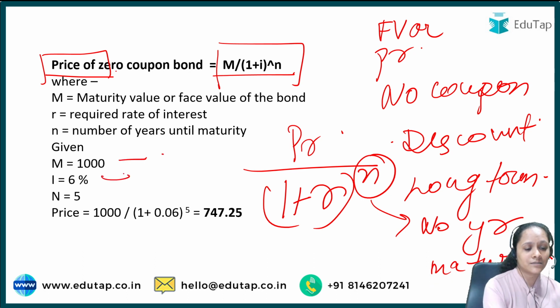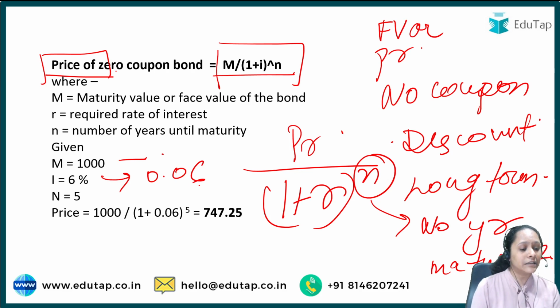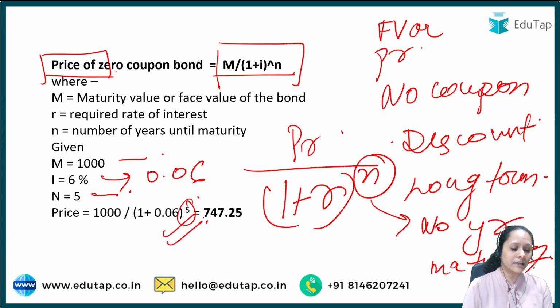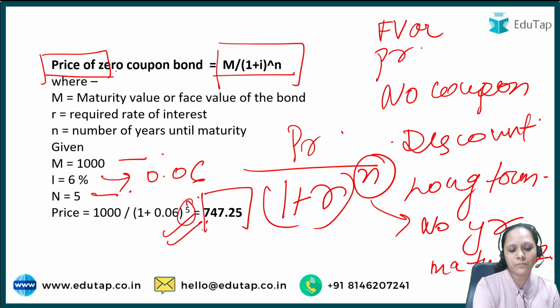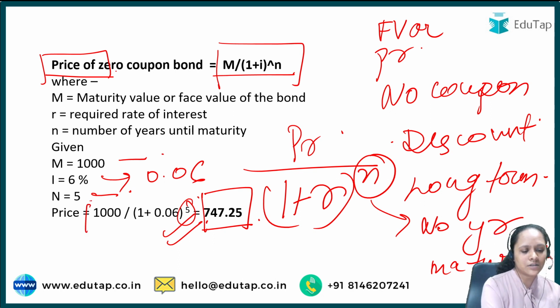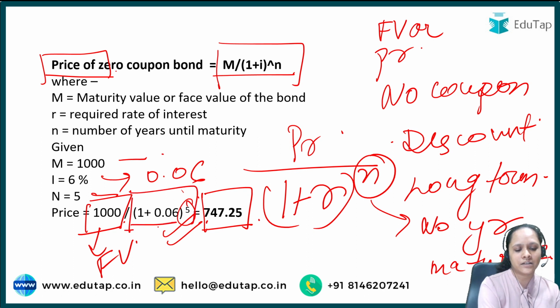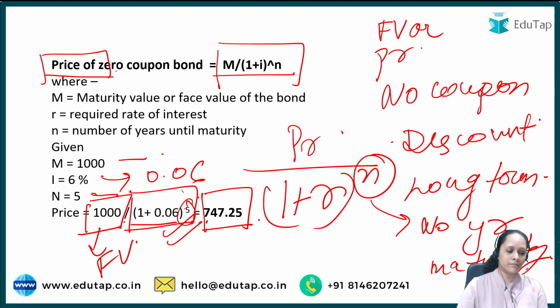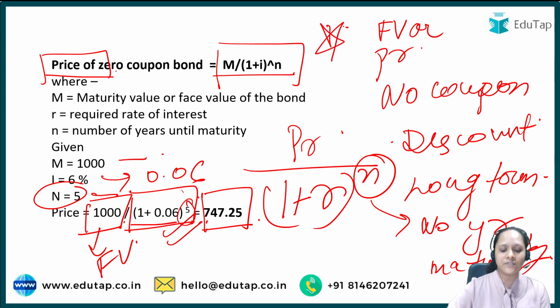The interest rate is 6%, which is 0.06, and the number of years is 5. Assume that there is no compounding; it is an annual basis pay, you will get this return. So in that case, the price becomes 747.25. You simply divide 1000, which is the face value, by 1 plus the required rate of return, whole to the power n, which is nothing but the number of years until maturity. Simple, just apply one formula and you could solve this question. So do not leave such questions.